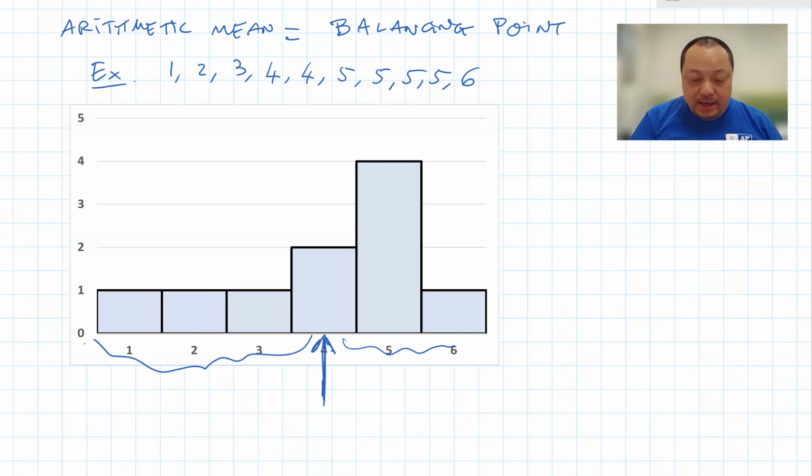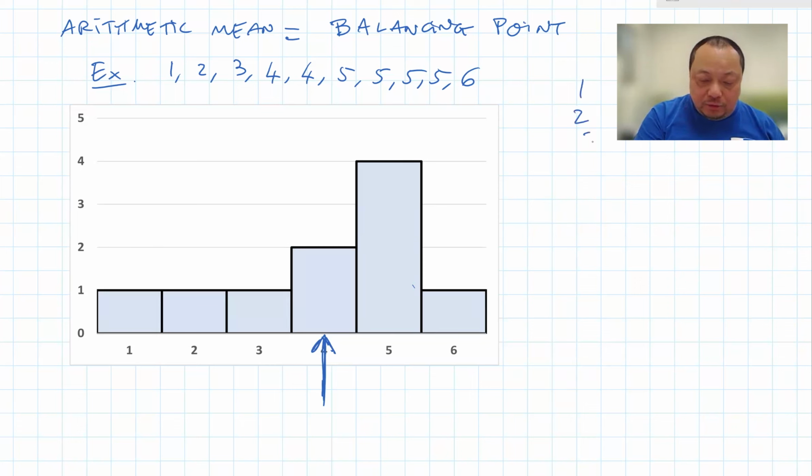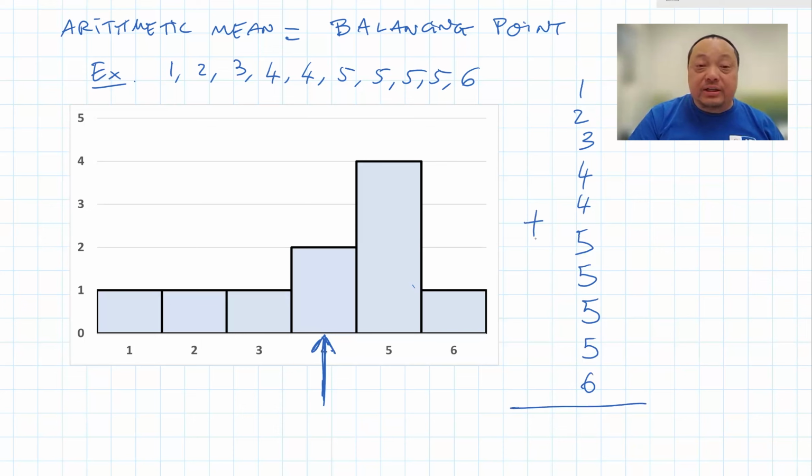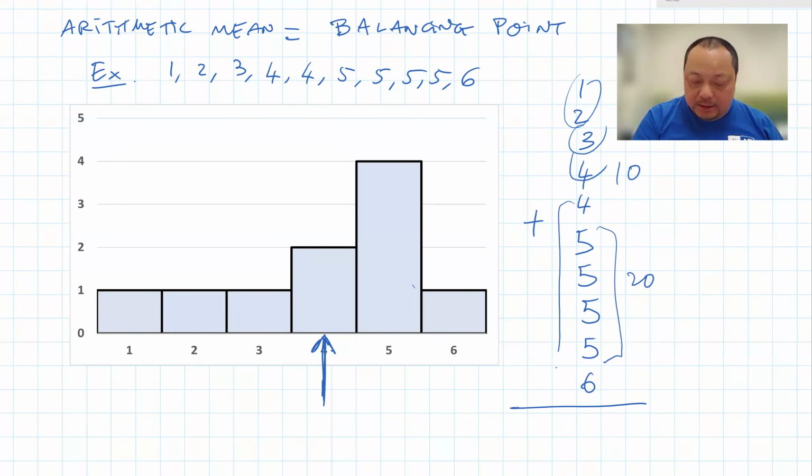It's not exactly half of the blocks, but because this point is kind of farther away, so there's a good pull on it. So yeah, it feels like 4 should be the average. Well, let's try it out. 1, 2, 3, 4, 4, 5, 5, 5, 5, and 6. If I add all of these up, 3, 3, and 3 is 6, 6 and 4 is 10, so up to here I have 10. Here I have 20, and here I have another 10, so total I have 40.